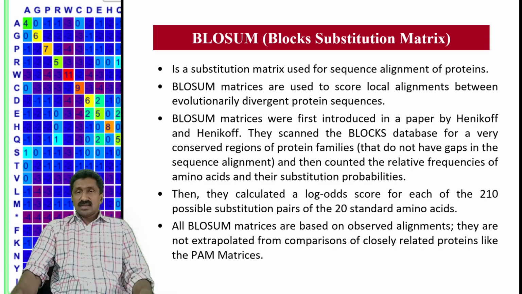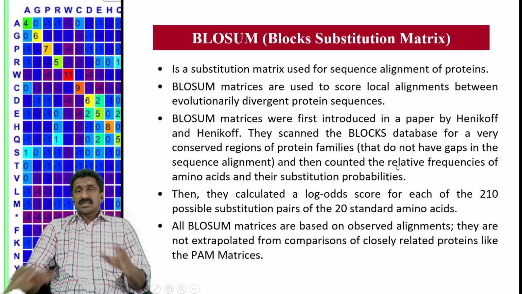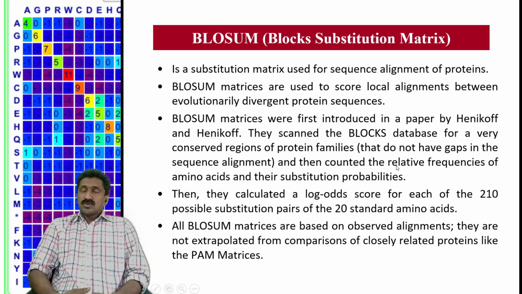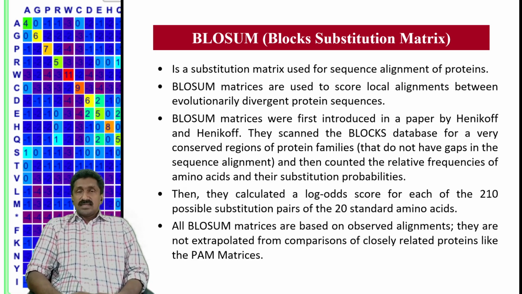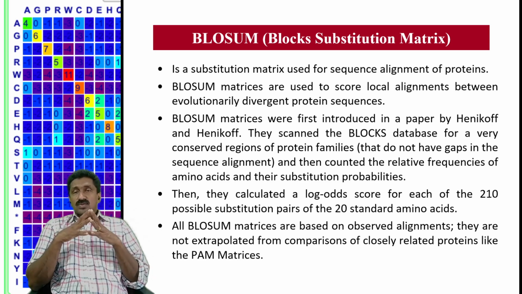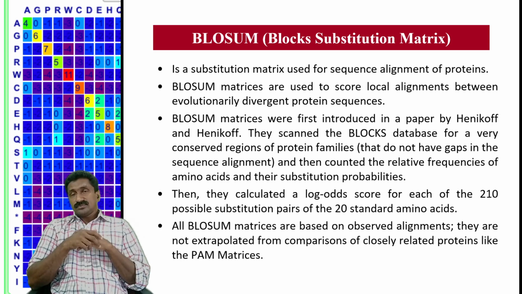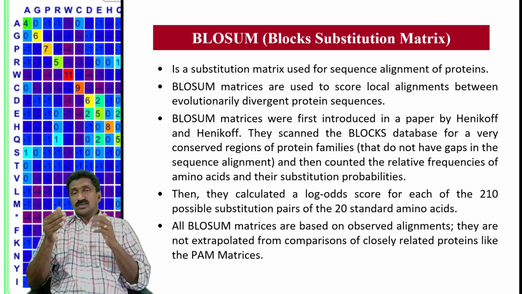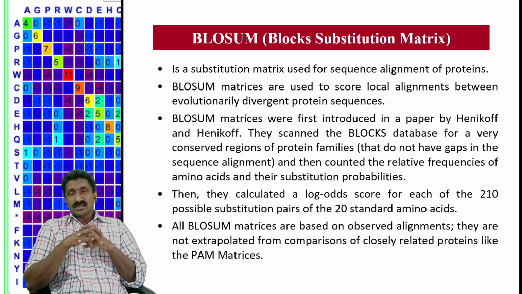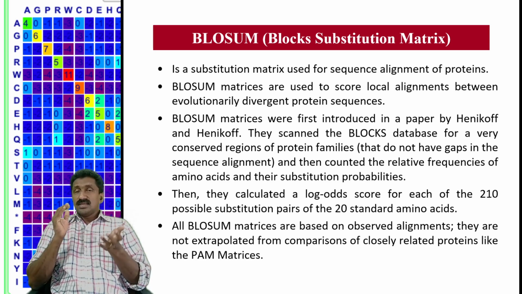So they counted the relative frequencies of amino acids, and their substitution probabilities in these conserved regions were calculated to generate the BLOSUM matrix. Then they calculated the log odds score for each of the 210 possible substitution pairs of the 20 standard amino acids. So their log odds values, statistical values, were calculated.